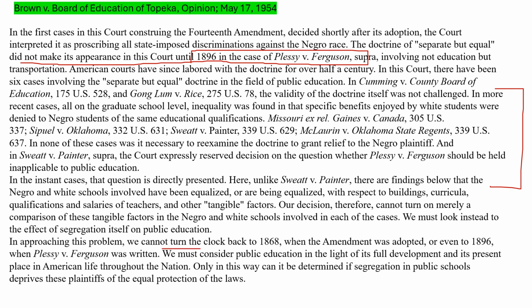We cannot turn the clock back to 1868 when the amendment was adopted, or even to 1896 when Plessy-Ferguson was written. We must consider public education in the light of its full development and its present place in American life throughout the nation. So the question here: are the schools actually equal or are they not?